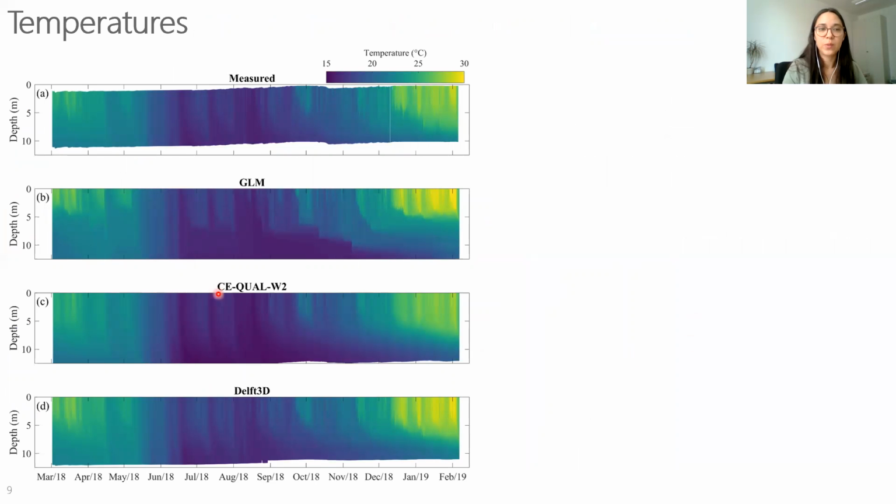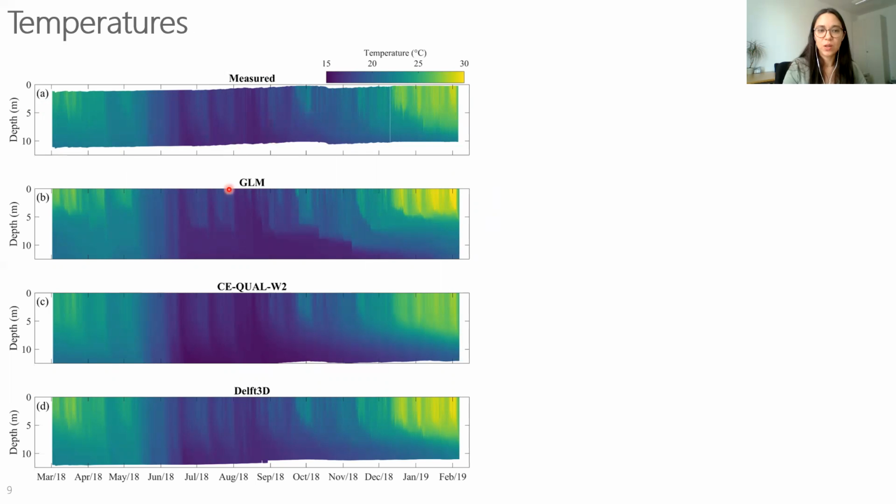For temperatures, then, we have here in colors the magnitude of the temperature over the depth on the y-axis, and time on the x-axis. So we can see in this first panel the measurements, where the reservoir was stratified at the beginning. In mid-April it had its first mixing, and then it mixed and stratified several times, as it is a polymictic reservoir, and then was stably stratified from September on.